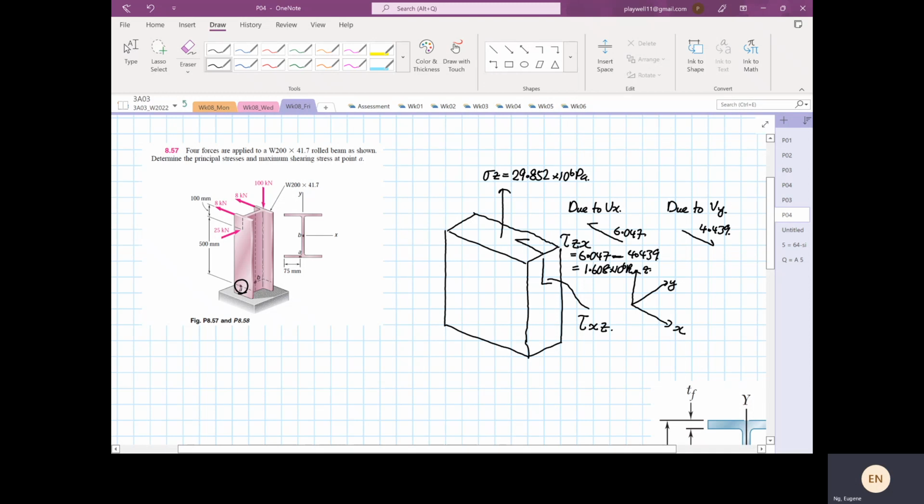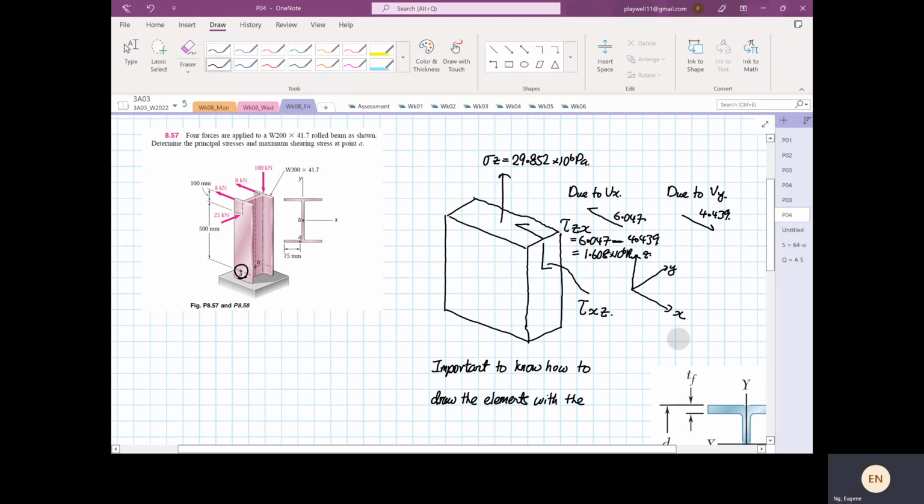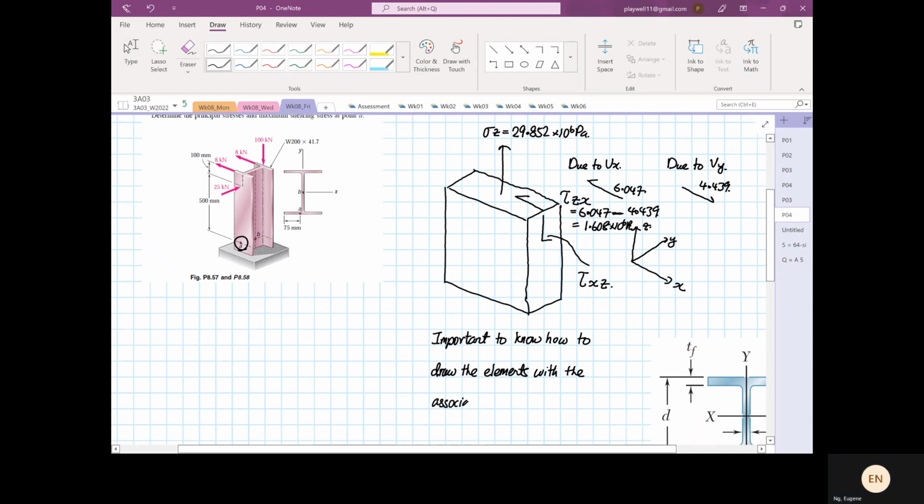Okay. So for term test 2, I will test you on constructing the element. So for your homework, just construct the element. Okay, so it is important to know how to draw the elements with the associated stresses. So for the term test, I'll test you on this.